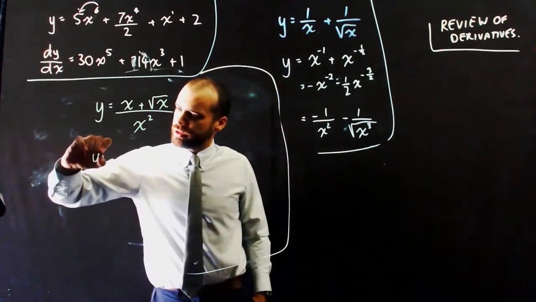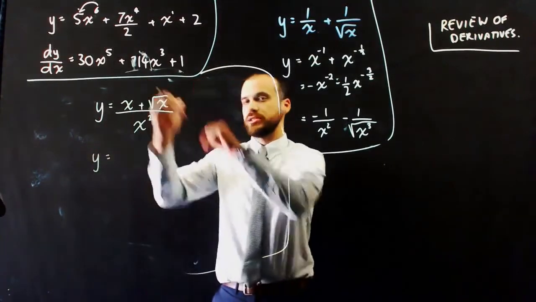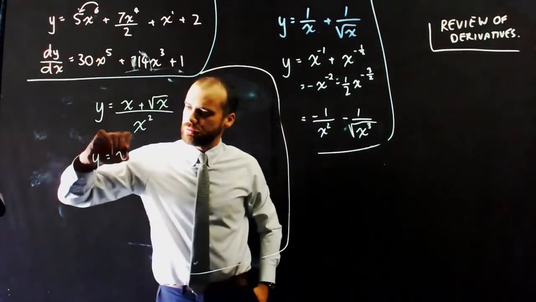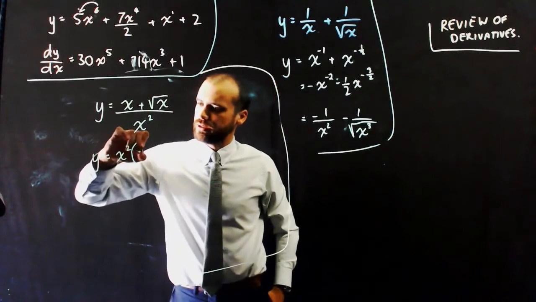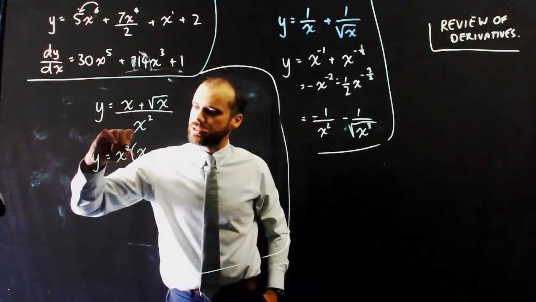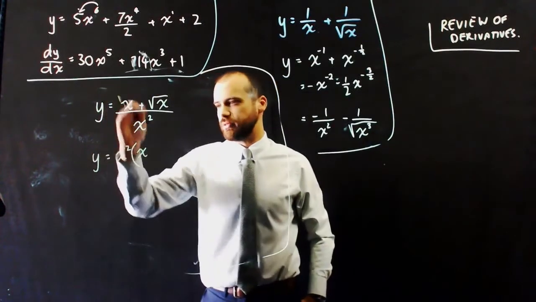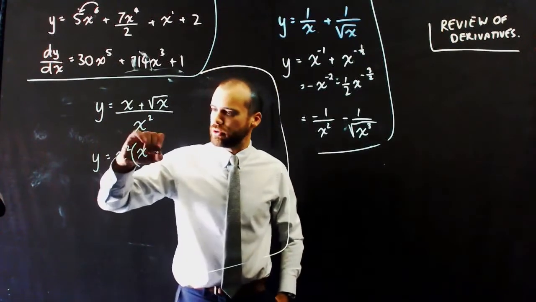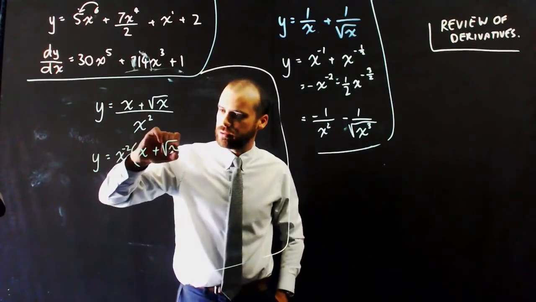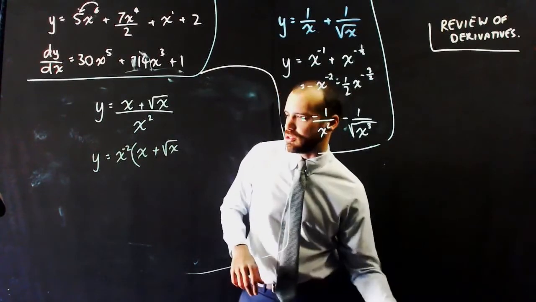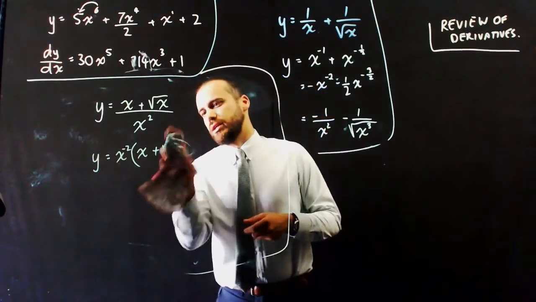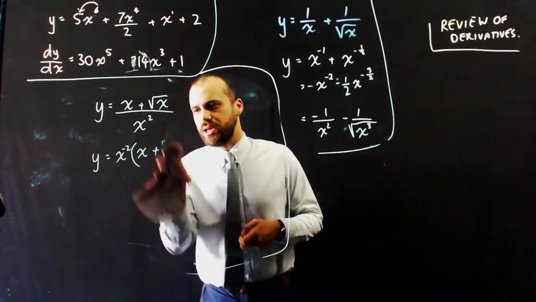So I can rewrite this as y equals, and I can move that x squared to the top, which is going to be x squared bracket, oh sorry, not x squared, it's x to the negative 2, because I've moved it to the top of the fraction, times all of that stuff on the top. And no point writing it as a square root, let's write it instead as a fraction.